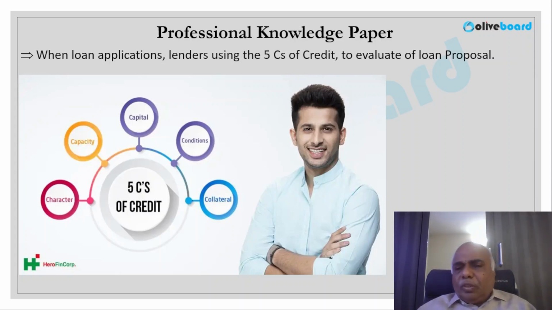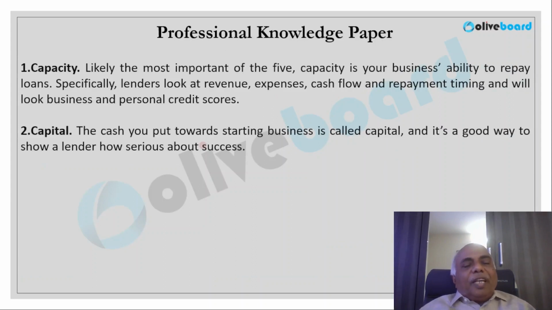If you are going to join as a credit officer, definitely these are the principles of lending, the safety nets of the advance. So the 5 C's are the character, the capacity, the capital, the conditions of the loan, and the collateral security. All these things have to be taken into consideration. The capacity. What is the capacity of the borrower?